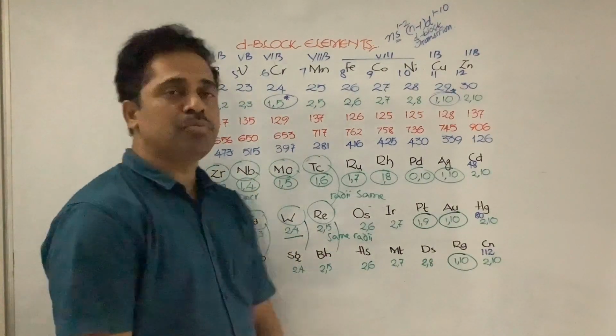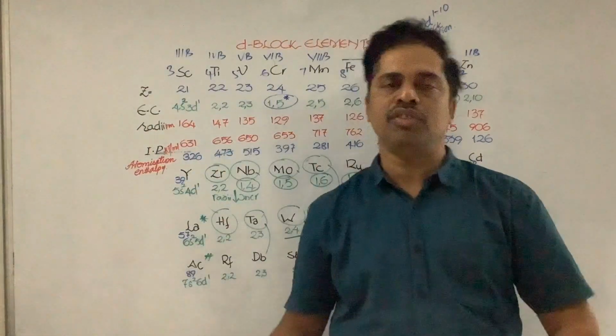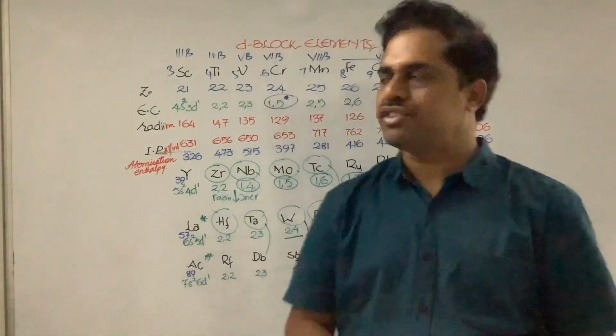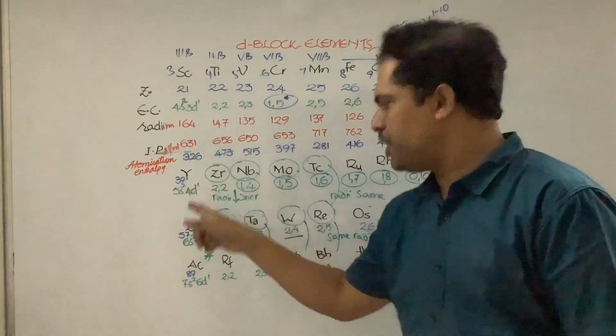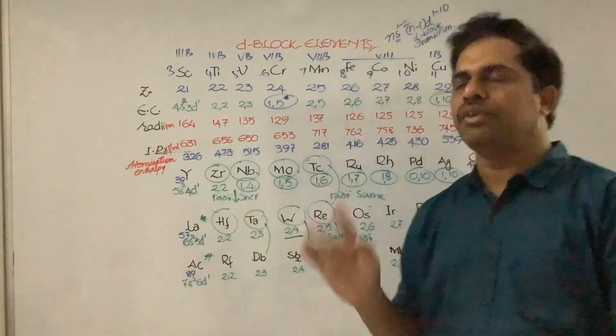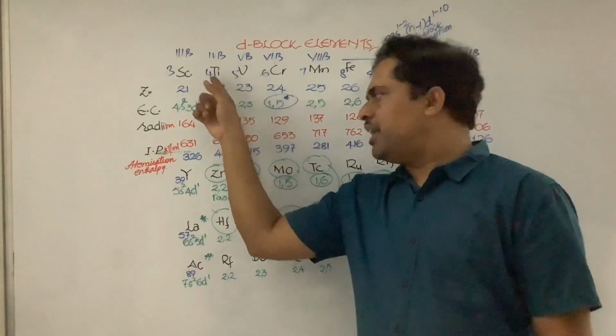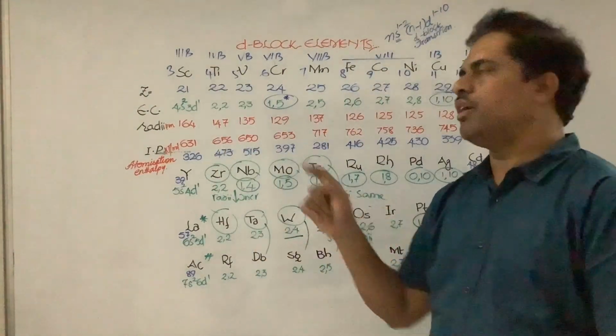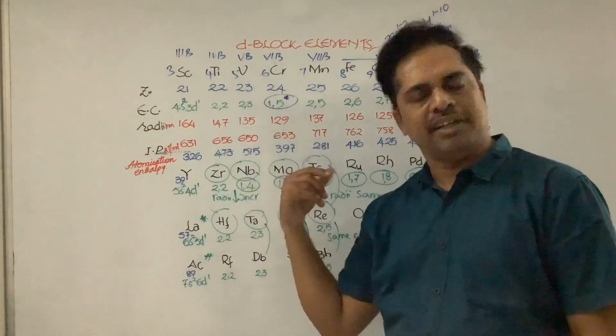Then ionization potentials decrease down the group. Here the same thing: scandium to yttrium, yttrium to lanthanum, lanthanum to actinium, ionization potentials decrease. No doubt in that, that's true. But when you see titanium to zirconium, radius increases, so IP decreases.